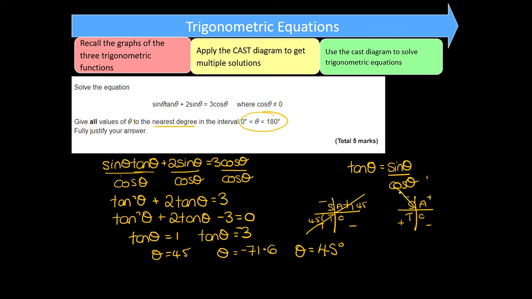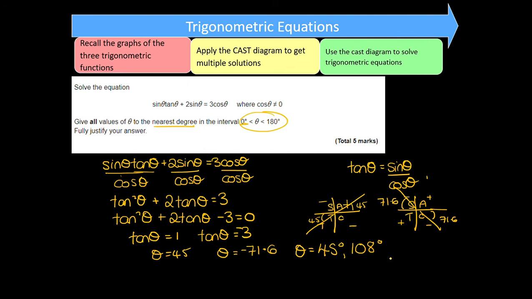So this one gets drawn in the negative sections. 71.6. So again, starting at 0, I go along and I've got 180. And I'm going to subtract 71.6, which gives me 108.4, and to the nearest number, that would just therefore be 108 degrees.